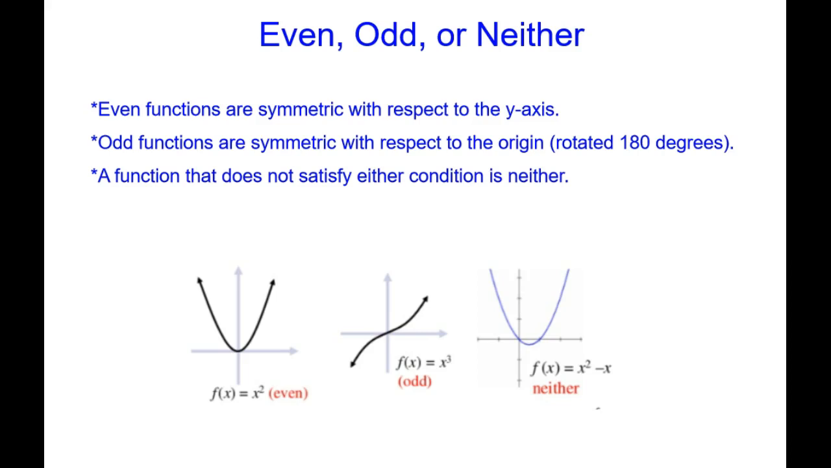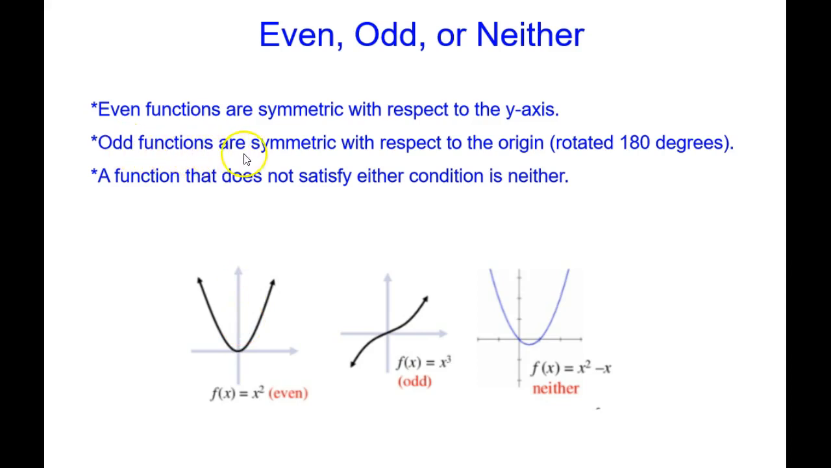First thing we need to do is relate an even, odd, or neither function to the graph. If we have an even function, it will be symmetric with respect to the y-axis, which we can see down below. If we have f of x equals x squared, we have that mirrored image that is created about the y-axis. It's reflected about the y-axis, so that is an example of an even function.